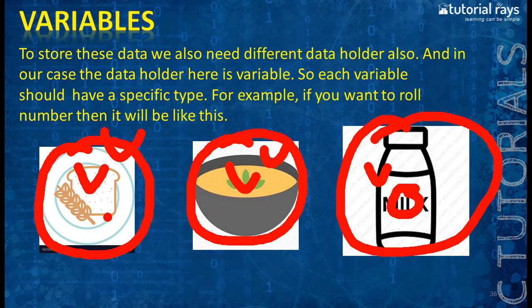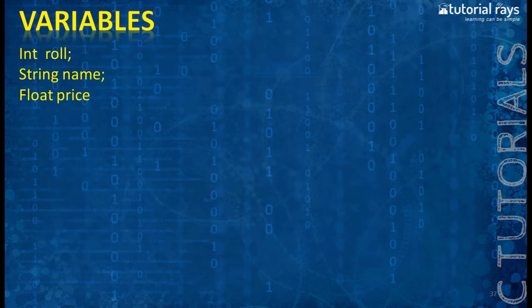Similarly in C, each variable has a different data type. For example, if you want to store a roll number, the data type will be integer. If you want to store a name, the data type will be string, and if you want to store a price, a decimal value, the data type will be float.